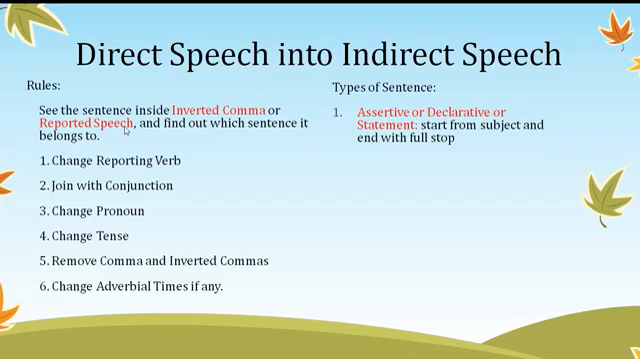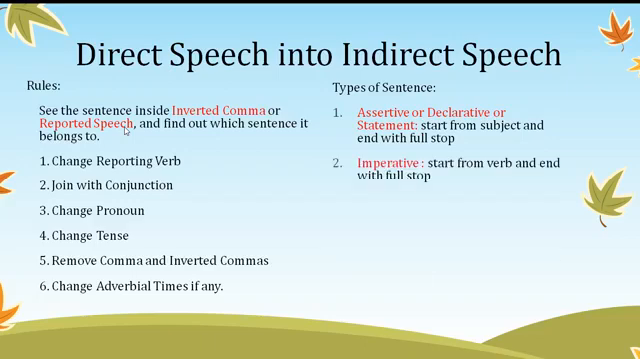How do you know that it is an assertive, declarative statement? It starts from the subject and ends with a full stop. You must know that the subject always stands for a noun or pronoun. Keep in mind, noun or pronoun. What are the subject pronouns? I, we, you, he, she, it, they. And a full stop. That is called the assertive declarative statement.